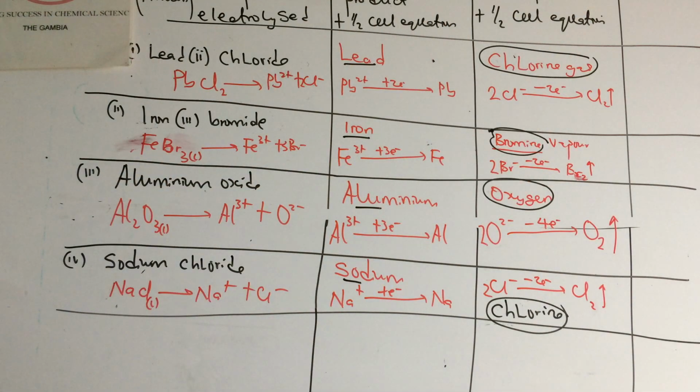That's the general trend. So from these you can always predict that metals are always formed at the cathode, the negative electrode, and non-metals are always formed at the anode, the positive electrode. From these you can predict other molten binary compounds. They just split into their respective elements. This trend is only for molten binary compounds. You can use it to predict others given to you.